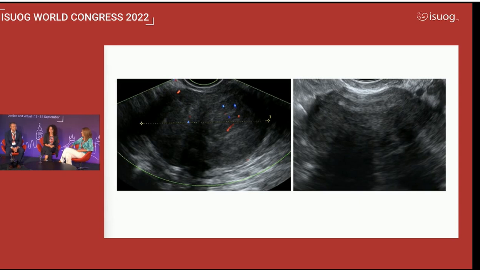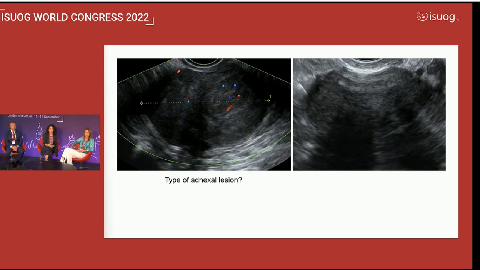So we start with the first case. This is the lesion which was scanned. A 52-year-old postmenopausal patient presented with pelvic pain. So we have still images in gray scale and in color Doppler. So if you would describe the type of adnexal tumor.